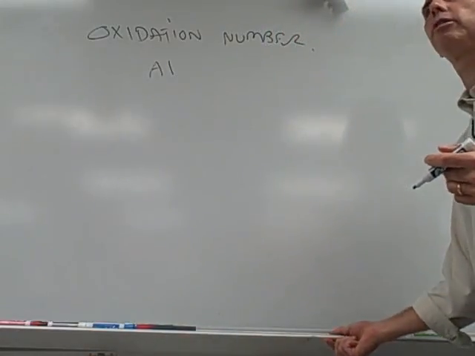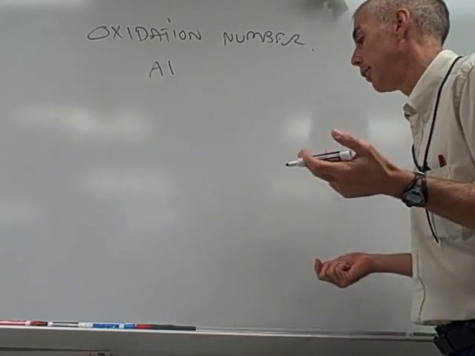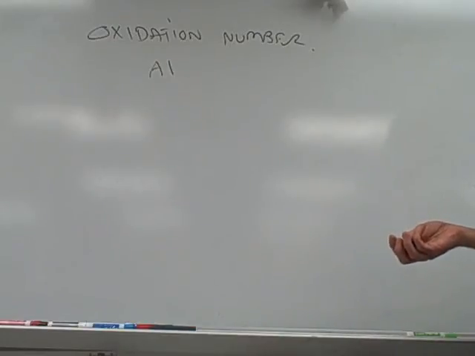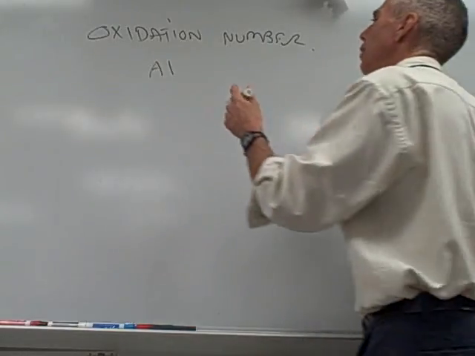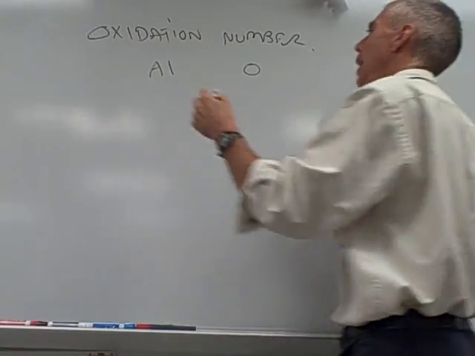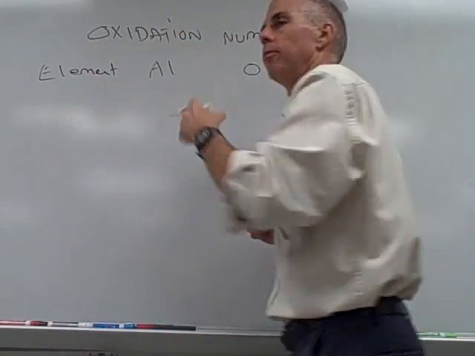So for instance, what's the charge on a piece of aluminum? On this aluminum chalk tray, what's its charge? Neutral. It has no charge. I didn't grab a hold of it and get electrocuted, did I? No. And so it has a 0 oxidation number. Any element has a 0 oxidation number.